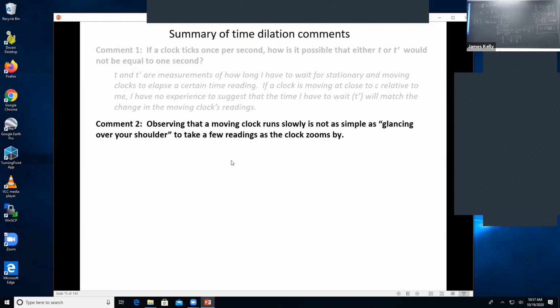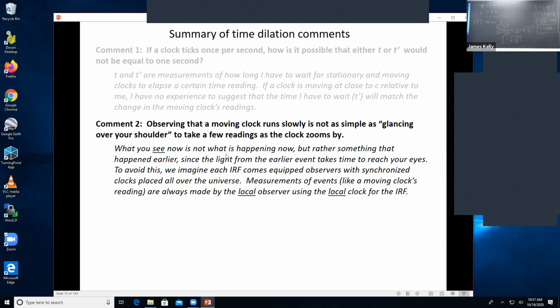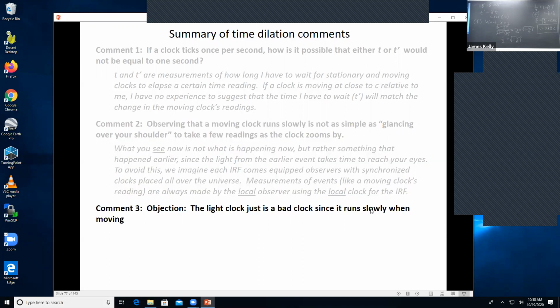Comment 2, why is it wrong to just imagine one person watching it go by and seeing how long it ticks? Is the problem that you're going to have to wait for that light to get back to you, and so you really can't be trusted? The point there is, we're going to have local observers using their local clock, and we'll have lots of people all in the same IRF, in other words, at rest with respect to each other, but still moving with respect to the thing that's flying by.